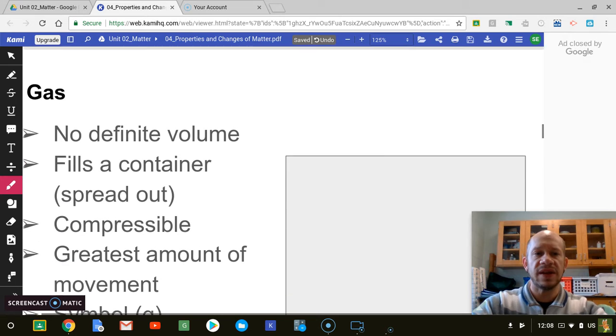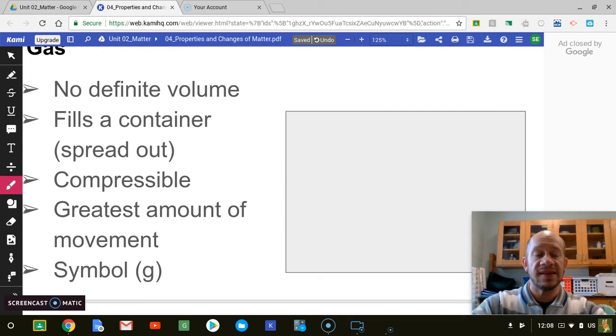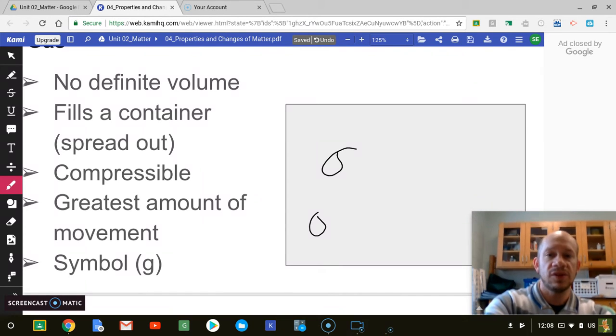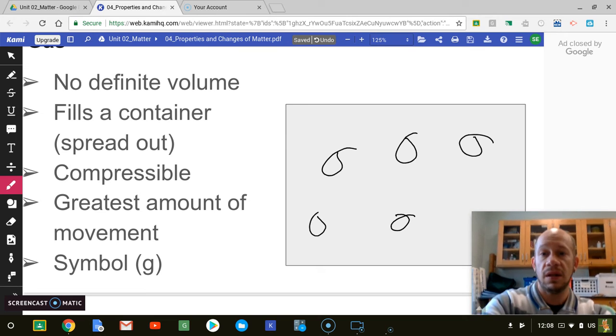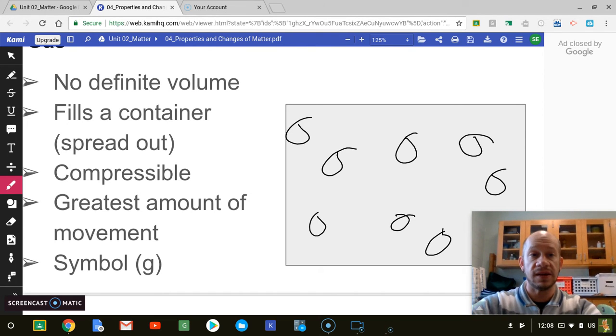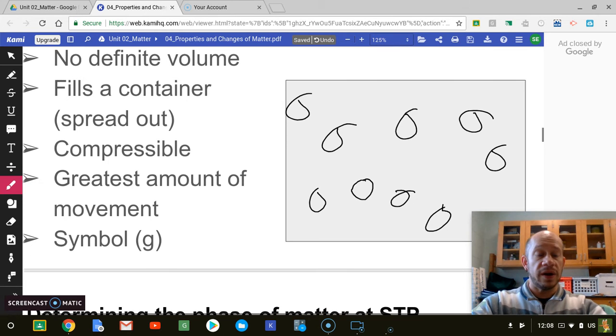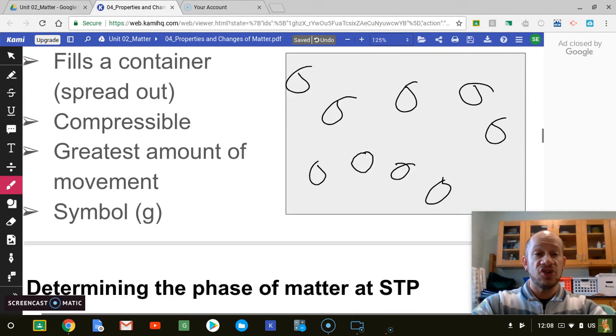A gas has no definite volume and it fills the container, therefore no definite shape. They're compressible. I can press them together, and they have the greatest amount of movement. So a gas is all over the place, just jumping around. They take the shape of the container, fill it out, and have no definite volume. We're going to represent them by the symbol (g).